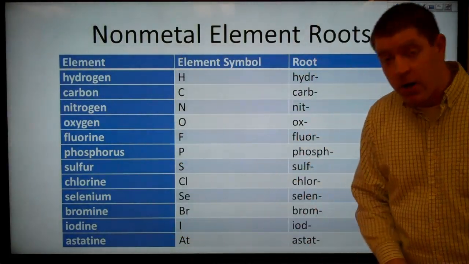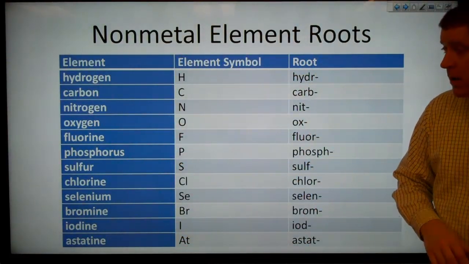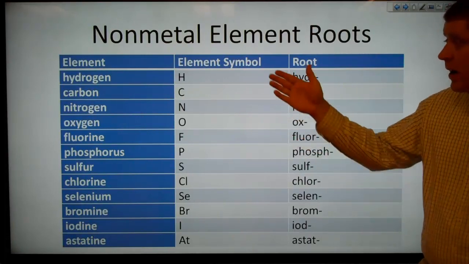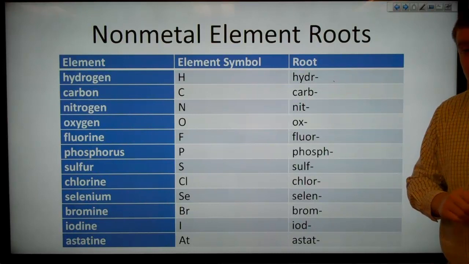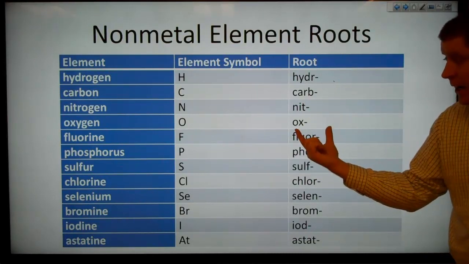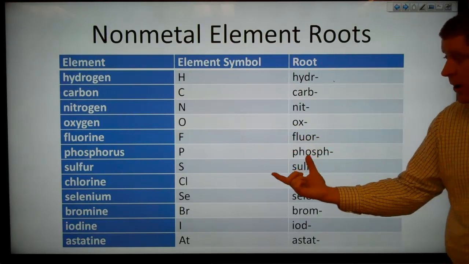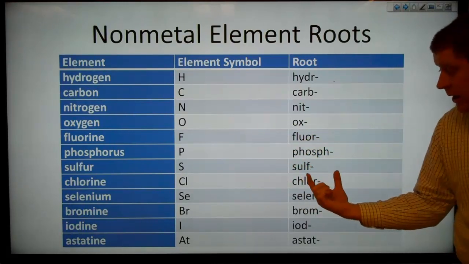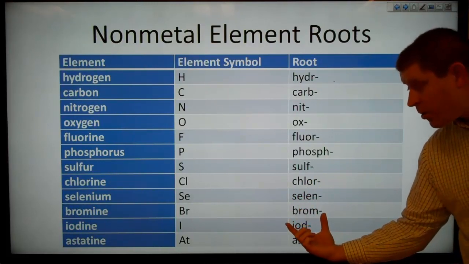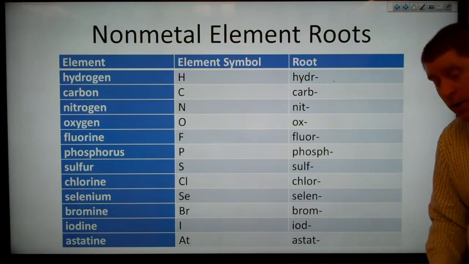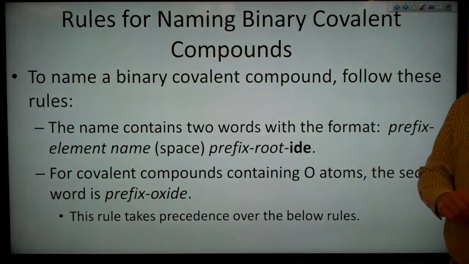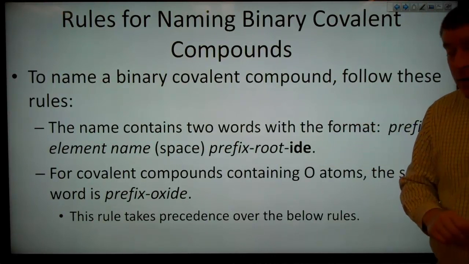So here we have each of our nonmetals, ignoring the noble gases. So we only have 12. We've got hydrogen, and the root there is hydr. Carbon is carb. Nitrogen is nit. Oxygen is ox. Fluorine is fluor. Phosphorus is phos. Sulfur is sulf. Chlorine is chlor. Selenium is selene. Bromine is brome. Iodine is iode. And astatine is astat.